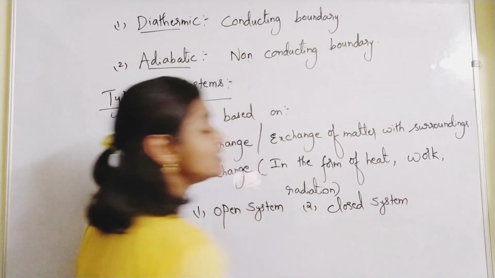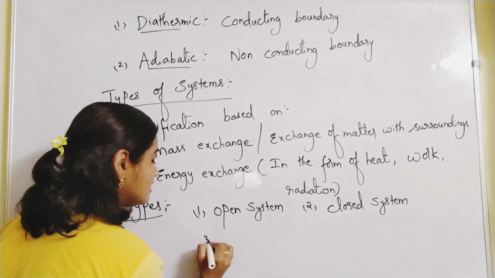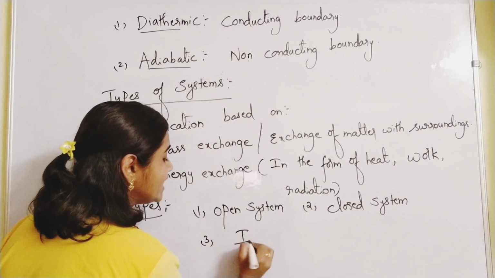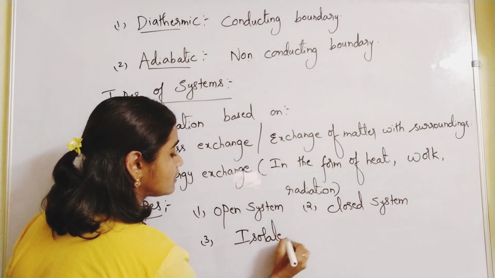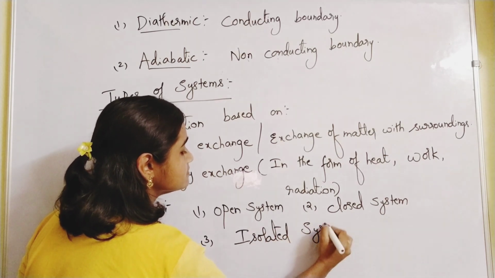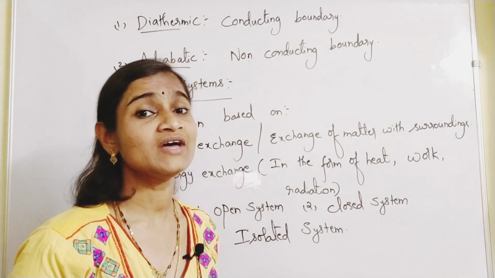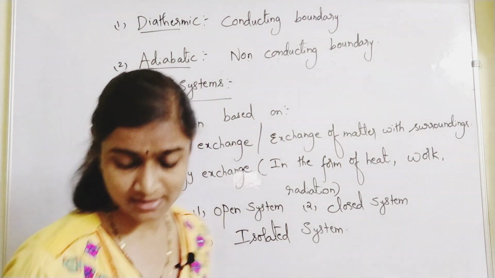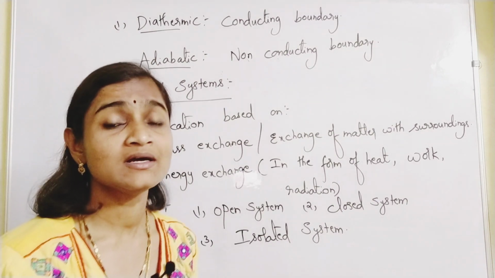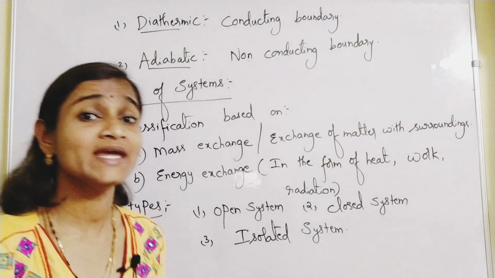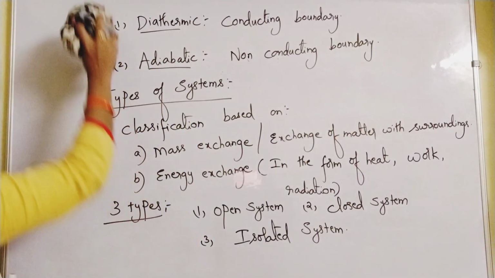Okay, second one is closed system, and third one is isolated system. So we will learn about the classification of these three types of systems. Please make a note and keep writing. Please write and practice. I'm rubbing the board.